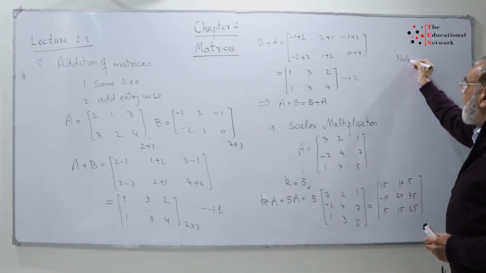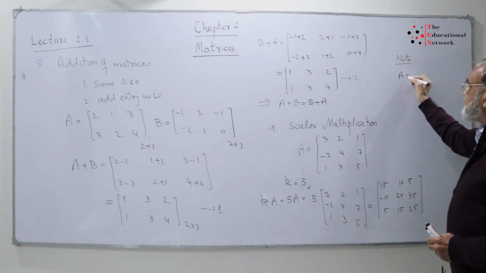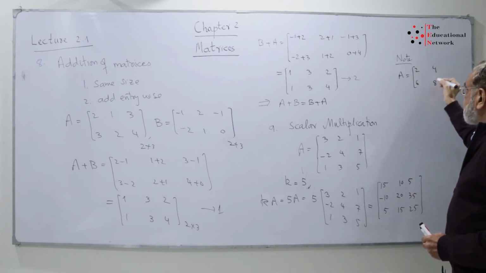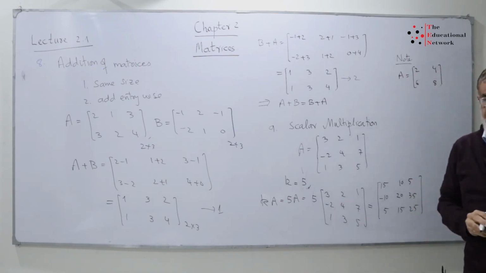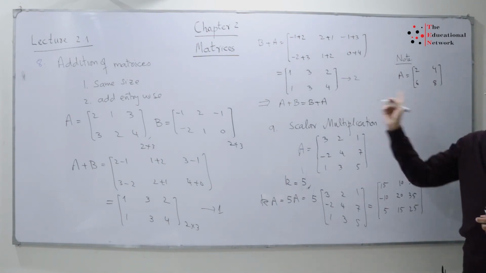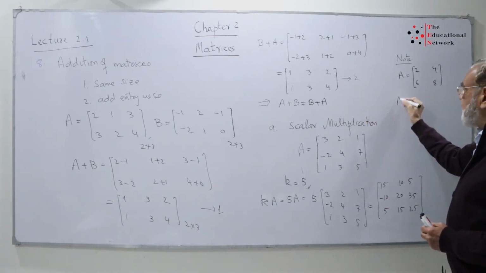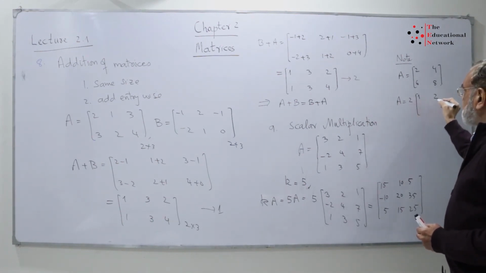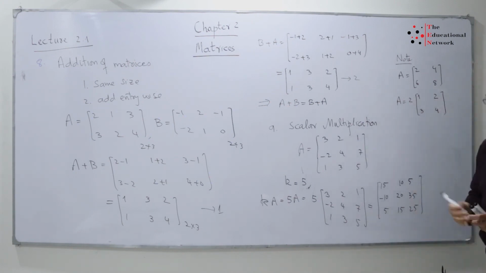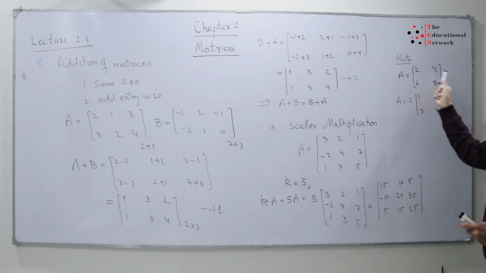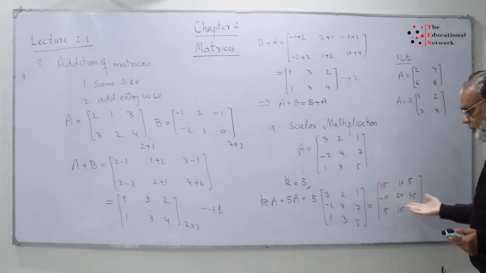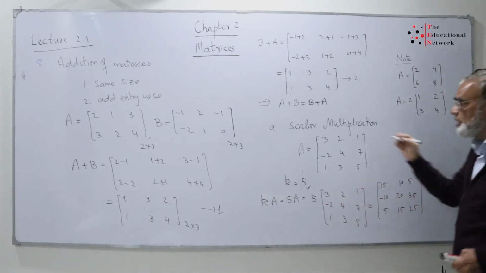For example, I have matrix A. My matrix A is 2, 4, 6, and 8. Now, if I want to take a common factor from this matrix, it must be common to each entry. I can write A as 2 taken common, and I get 1, 2, 3, 4. Opposite to this, if I multiply by 2, each entry is multiplied by 2 and we get this matrix. So we take a common factor from each entry, or we multiply each entry by it. This is known as scalar multiplication.